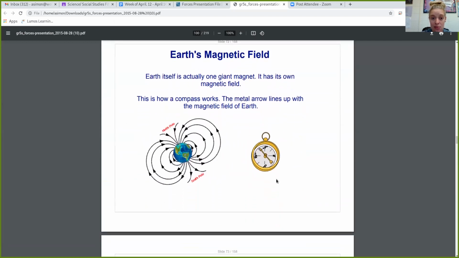So basically what this means, guys, is Earth itself is actually one giant magnet. It has its own magnetic field. Like I said, we have a North Pole and a South Pole, and the North is always going to try to get to the South. That's why our Earth continues to rotate on its axis, because it's always trying to find a South, because the North is attracted to the South. And we can see that in this picture. Again, our Earth is actually one giant magnet.